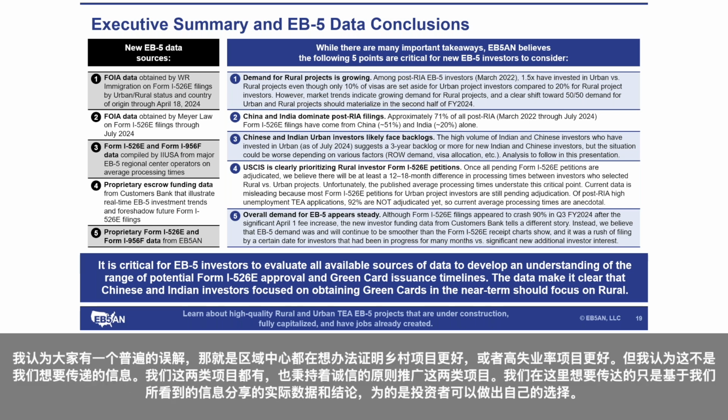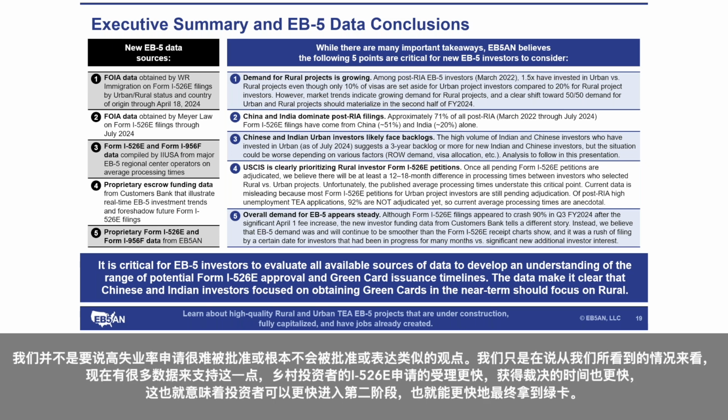But I think the big thing that I want to point out here is the point number 4, right? And I think there's a common misconception that regional centers are all competing to say that rural is better or high unemployment is better. I don't think we're trying to do anything like that. We have both projects and we prioritize both projects, honestly. What we're trying to convey here is just real-time data and conclusions that are based on things that we are seeing so that investors can make their own choice, right?